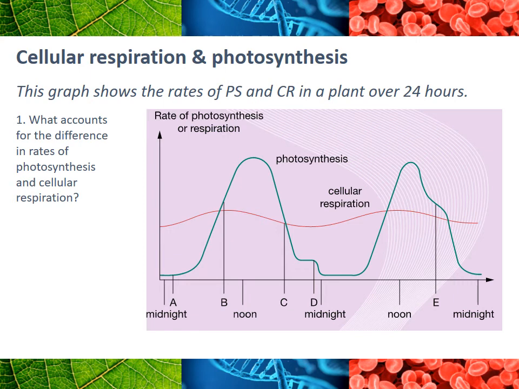So this is looking at a plant over 24 hours and looking at the rates of photosynthesis in green and respiration in red. Give you a little minute just to look through that and to have a look at that question on the left. Please pause it while you go through each step and then we'll come back. Okay, so question 1, what accounts for the difference in the rates of photosynthesis and cellular respiration? So what accounts for the difference between this line and this line? And hopefully these times give you a bit of an indication.